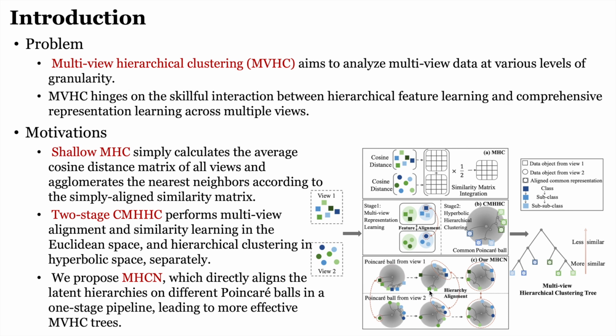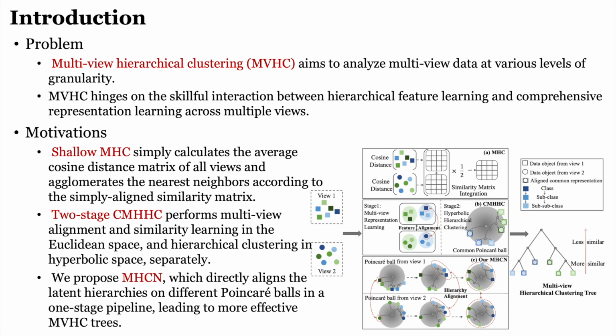Despite the merits of the existing methods, there are still significant limitations to them. Shallow MHC simply calculates the average cosine distance matrix of all views and agglomerates the nearest neighbors according to the simply aligned similarity matrix, without fully capturing the consistency and complementarity among different views. Two-stage CMHHC performs multi-view alignment and similarity learning in the Euclidean space, and hierarchical clustering in hyperbolic space, separately, whose performance may still be suboptimal.